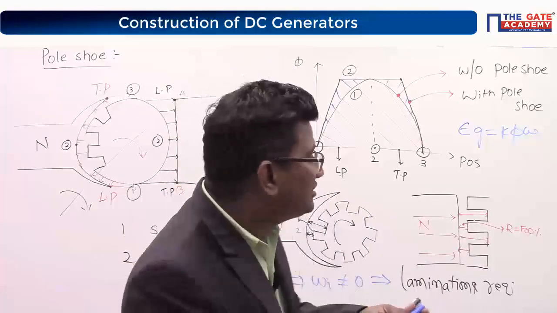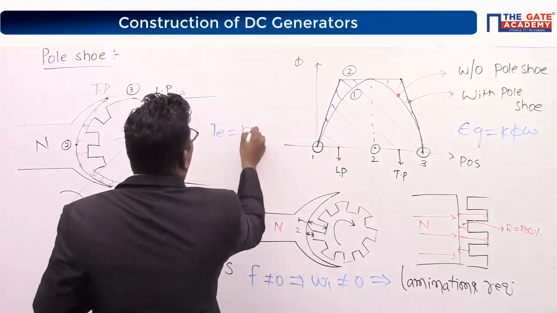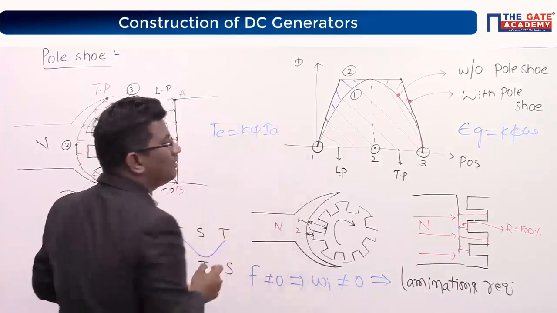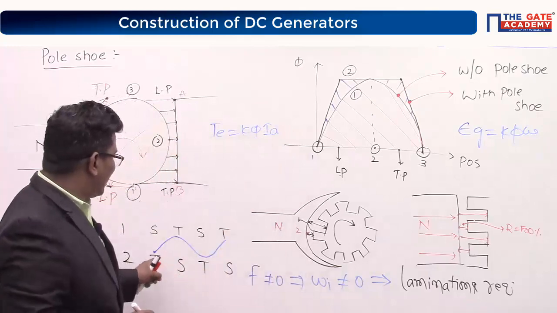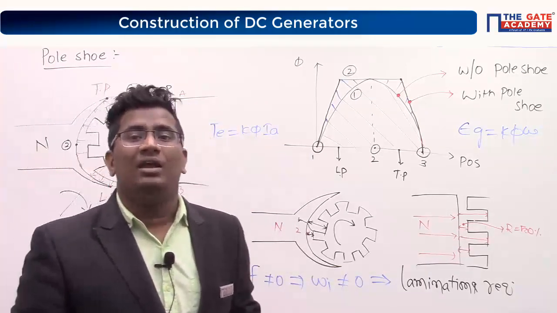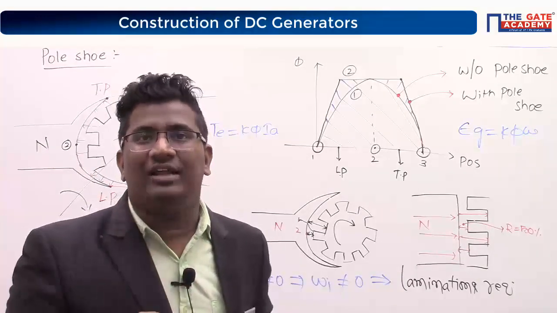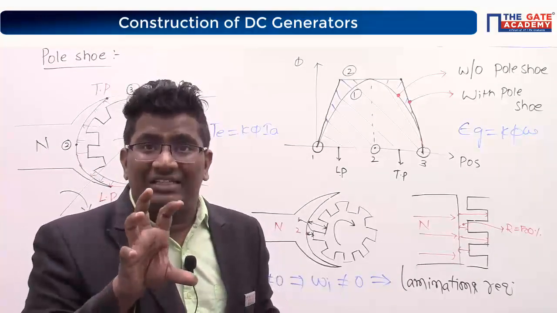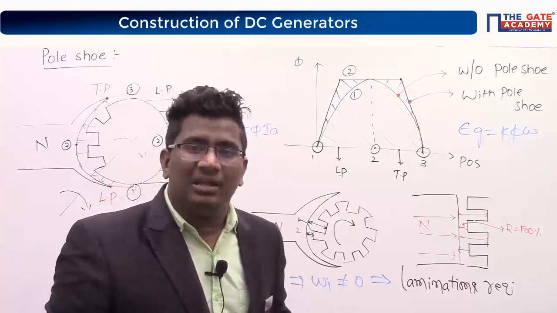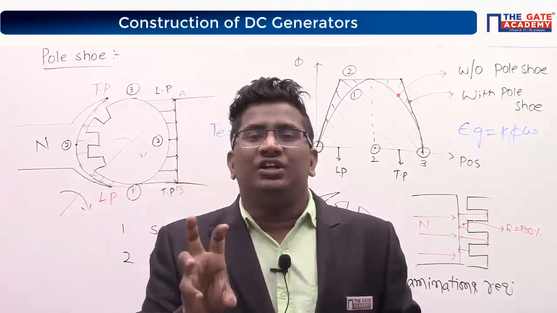Why? Your performance equation is K into phi into IA. If this flux is pulsating, like oscillating, then the torque also will be oscillating, right or not? Therefore, the rotor will now face a pulsating torque. Yes or no?